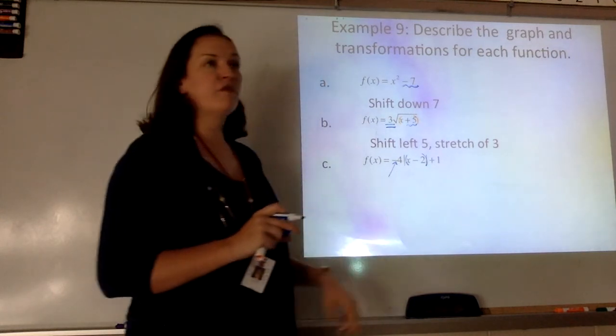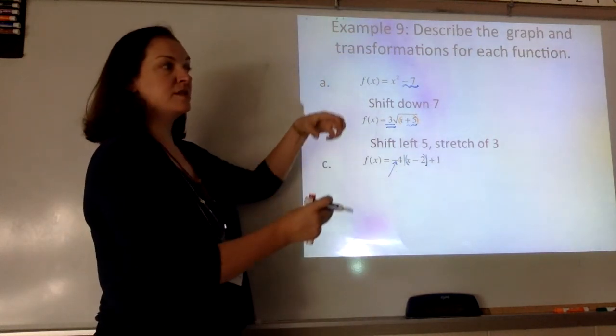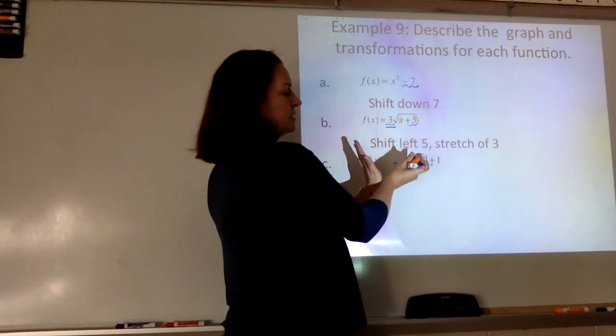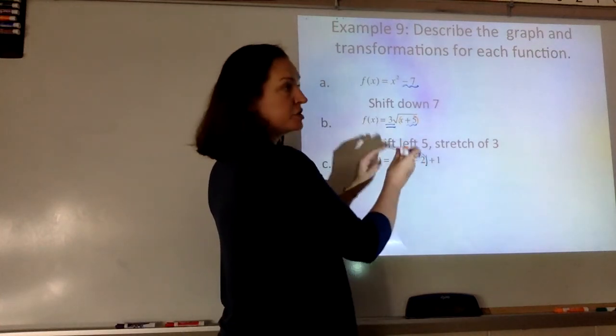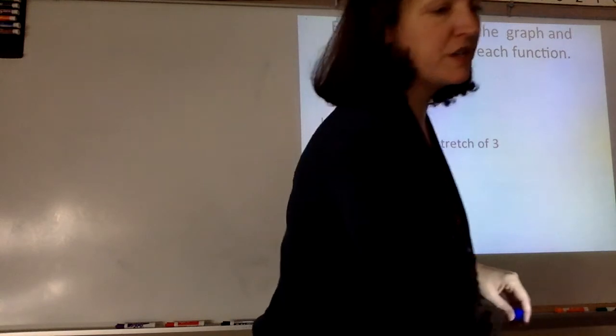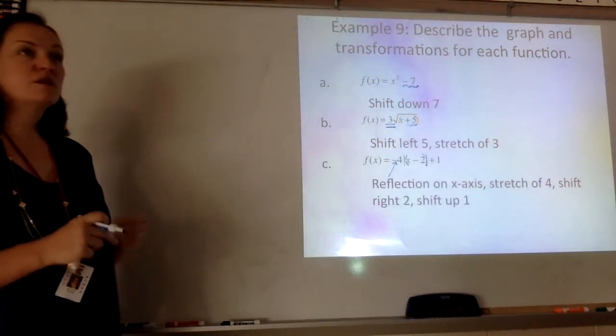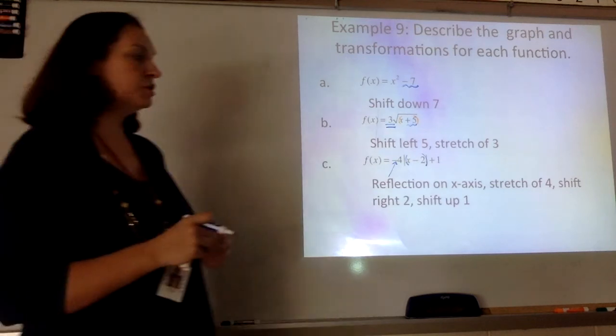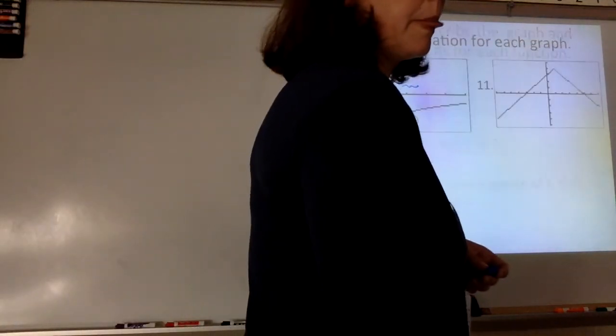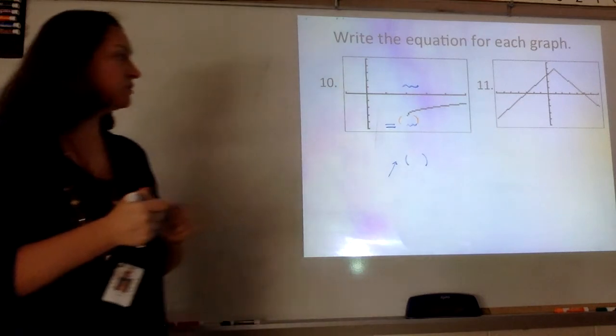And then the 4 in the front, just like the last example, is a stretch. So the V goes from a standard shape to a much narrower shape, pointed in a downward direction. We could answer this by saying reflection on the x-axis, stretch of 4, shift right 2, shift up 1. Now, we're going to write the equation for each graph.